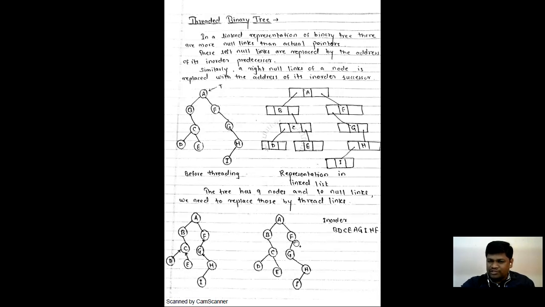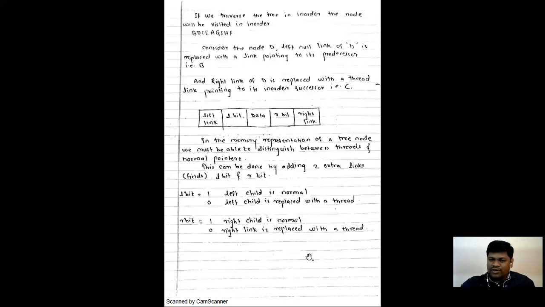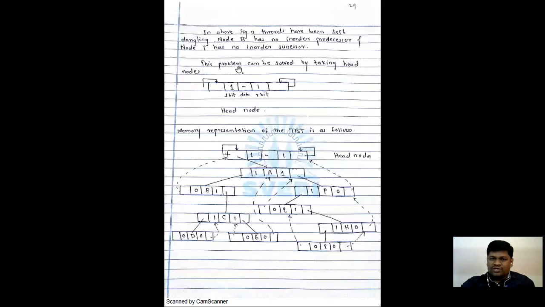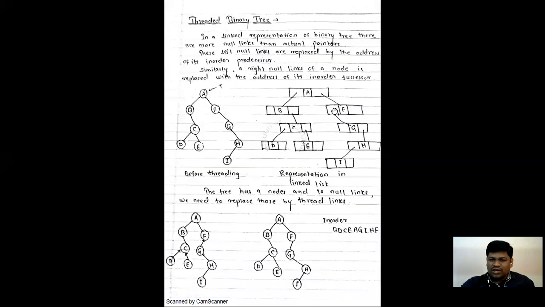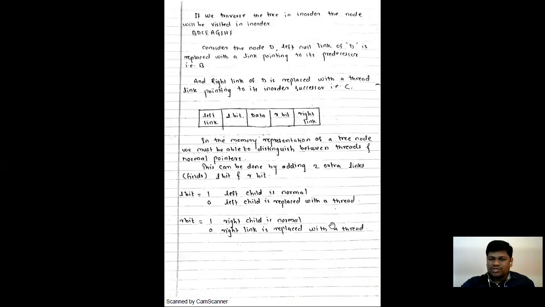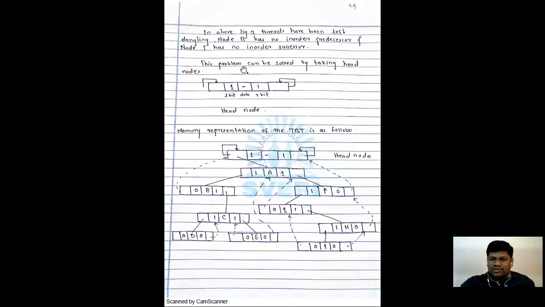But for B we require the predecessor, but here the predecessor is not available as per this in order process. And for F we require the successor, but the successor is not available. In the above figure, threads have been left dangling. So this is called a left dangling. Node B has no in order predecessor and node I has no in order successor. Yeah, here F is there. So by mistake, I agree. So how to resolve this problem?